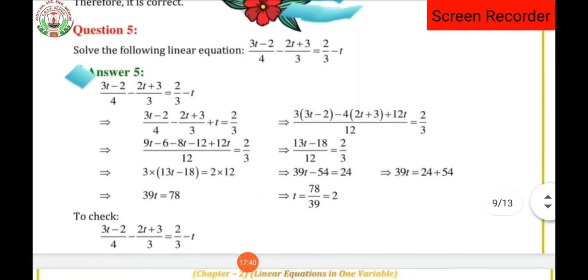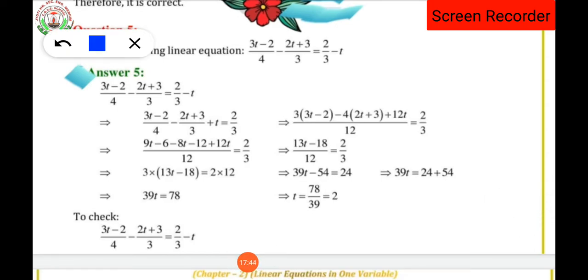Next question, we are having the fifth question. Again it says to solve the linear equation, isn't it? So solving the linear equation, the first thing is that it will be cross multiplied. So 3 will be multiplied with 3t minus 2, minus 4 will multiply with 2t plus 3, upon 12.